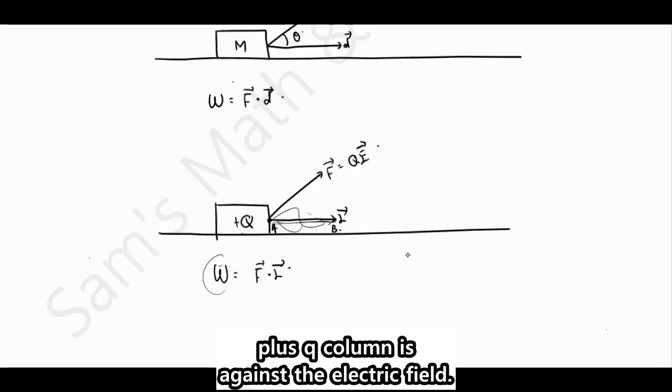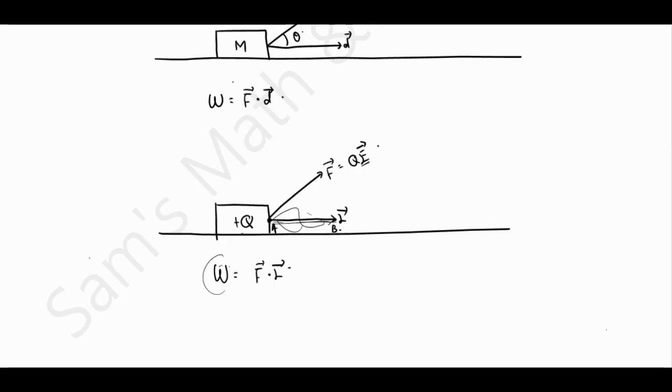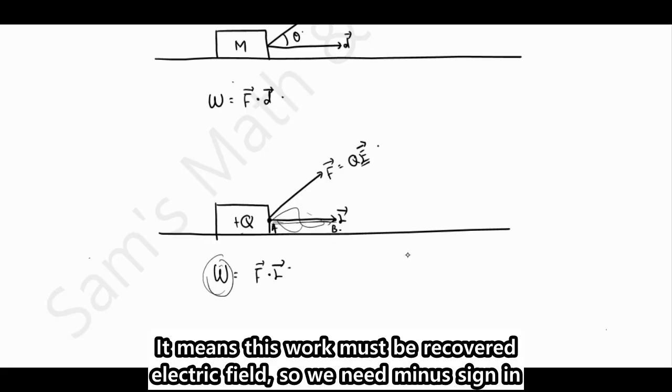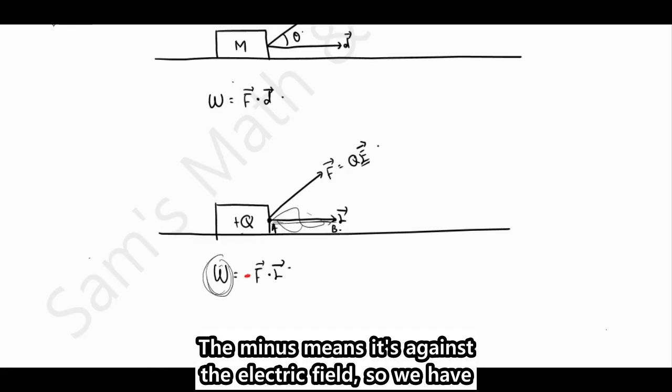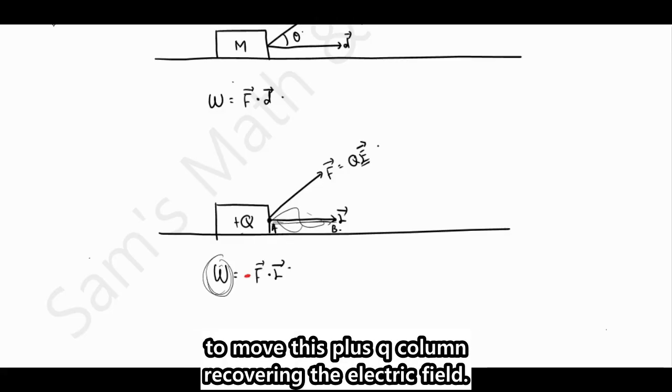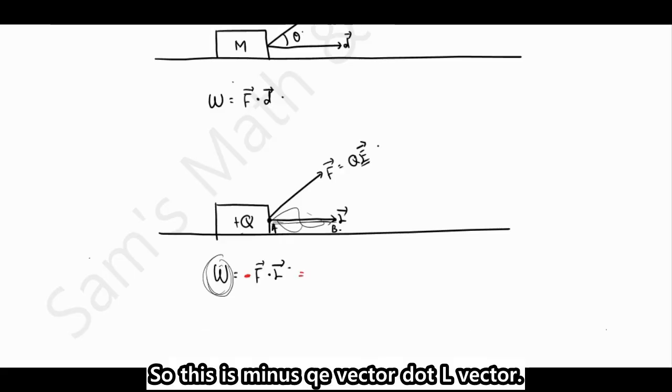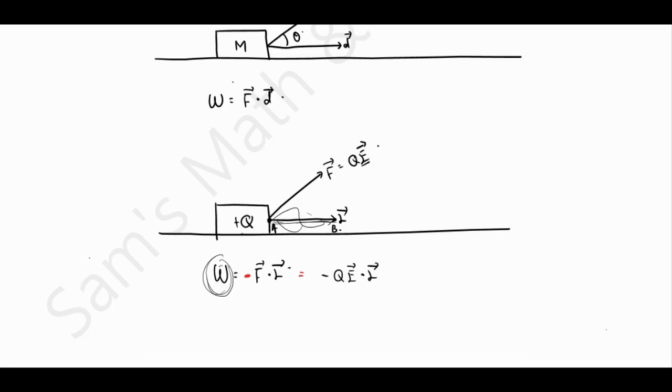However, generally speaking, the work done for plus q coulomb is against the electric field. It means this work must overcome the electric field, so we need a minus sign in the work done. Minus means it's against the electric field, so we have to move this plus q coulomb overcoming the electric field. So this is minus q E vector dot L vector.